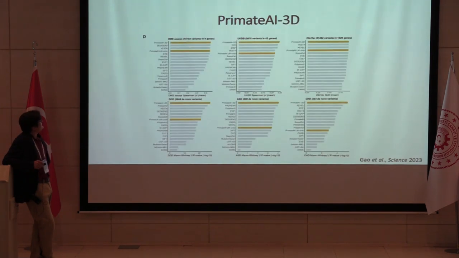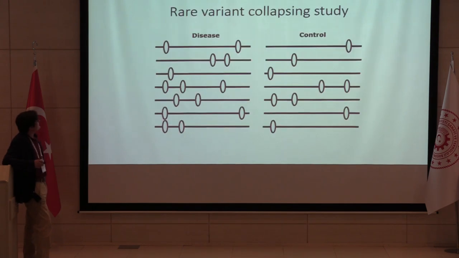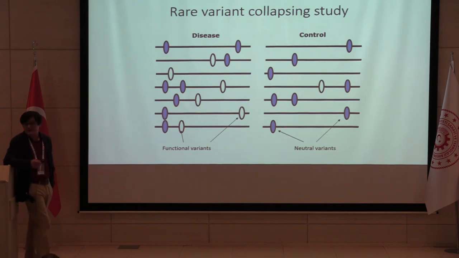So this is roughly the state of the art in predicting the effect of missense mutations. Applications: one application is in Mendelian genetics. We discussed that I want to prioritize important variants, in the analysis I presented at the last lecture. We also discussed the rare variant association burden test, and this is what people do. Again, the idea is that if I can focus on functional variants and ignore benign variants, my association test power goes up.